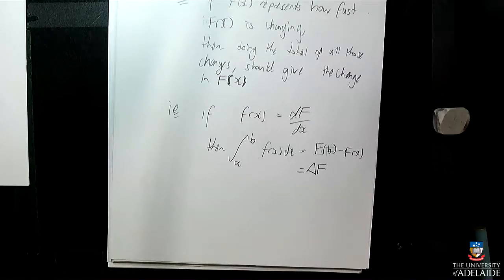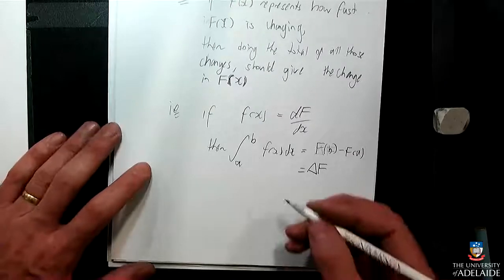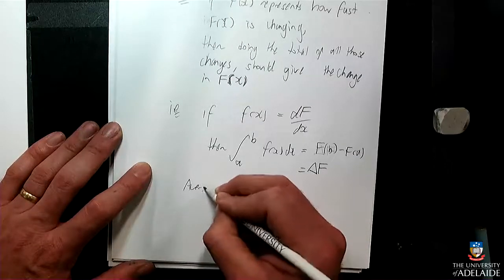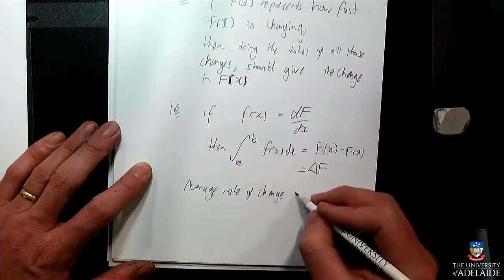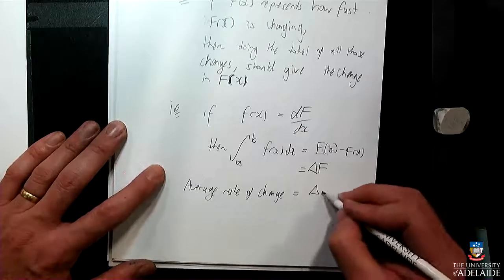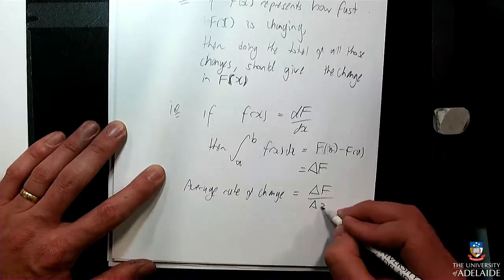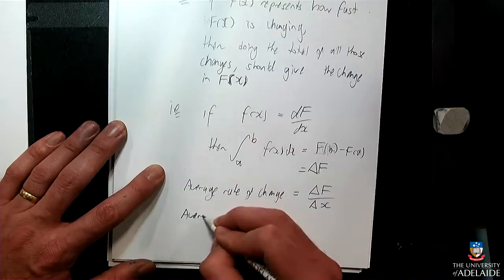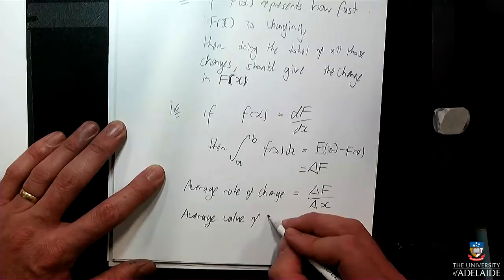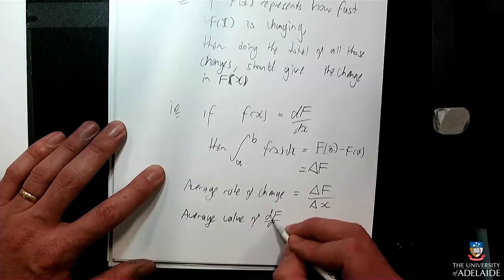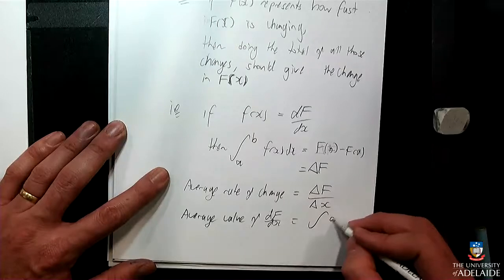And that means that the average of the derivative is the average slope, which is even cooler, because the average slope, the average rate of change, we know, is the change in f over change in x, right? But it's also the average value of df on dx, which should be the integral of df on dx.